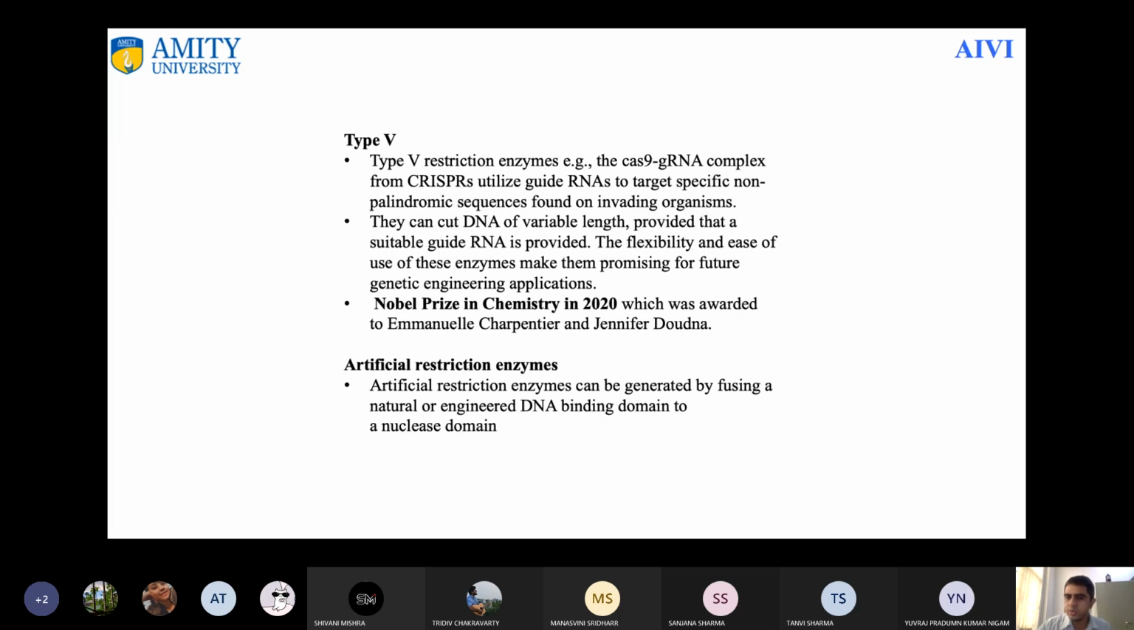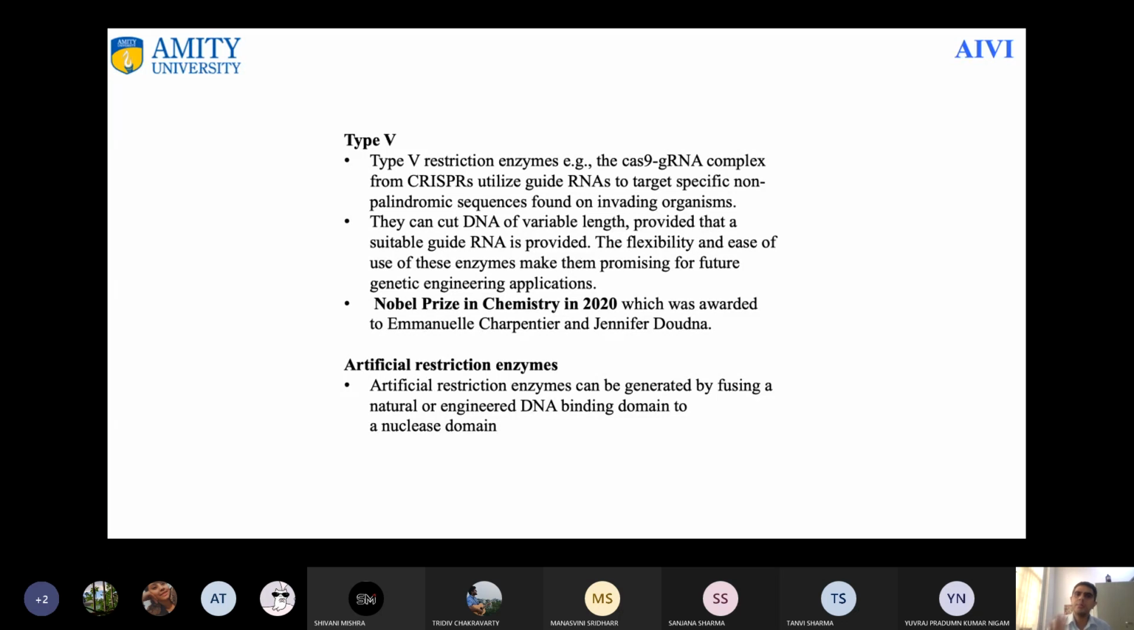So they are engineered. So they are going to have two different domains. One is the DNA binding domain. DNA binding domain is a domain which is going to recognize the DNA sequence where it will go and bind. And second is going to be the endonuclease region, which is going to produce a cut in your DNA.